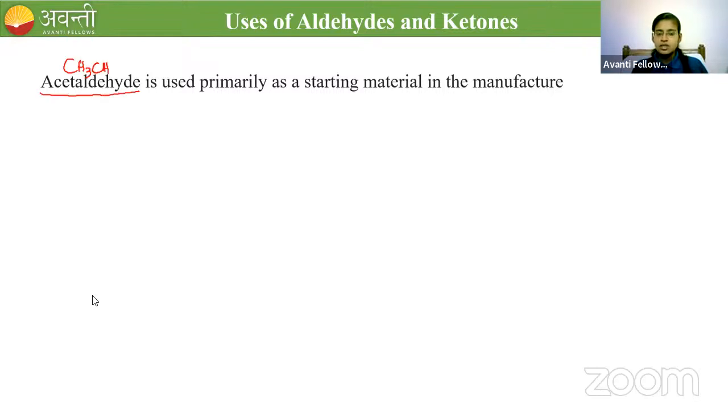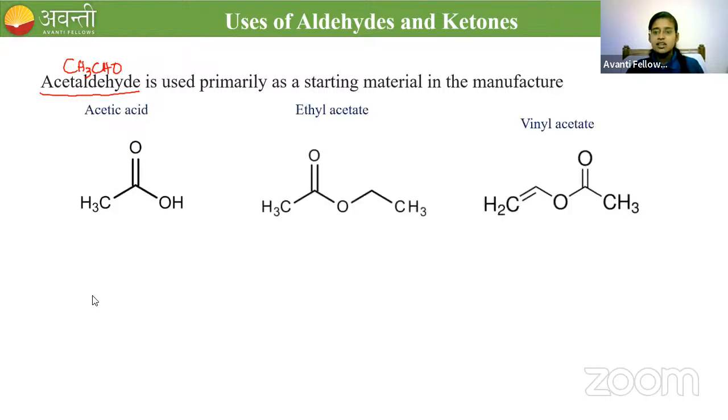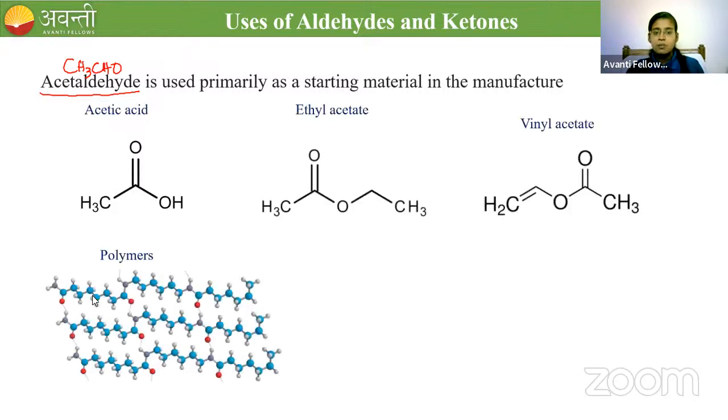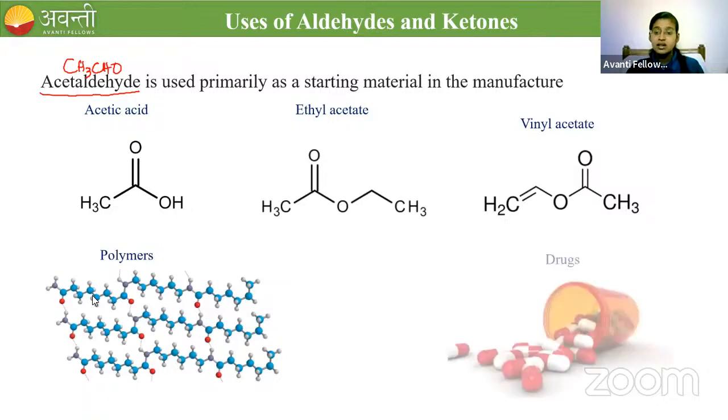CH3CHO is called acetaldehyde. This acts as a starting material for the manufacture of many compounds. Some of those compounds are acetic acid, ethyl acetate, vinyl acetate, polymers, and drugs. So acetaldehyde is mainly used for the preparation of all these compounds.